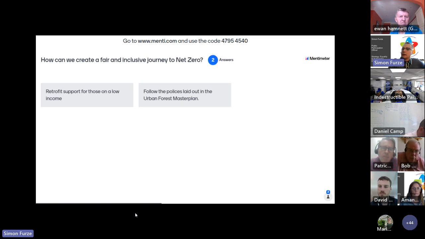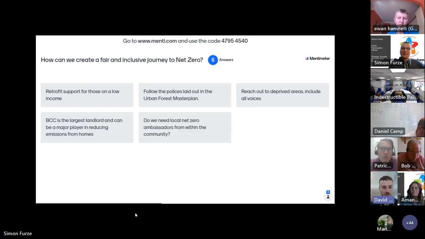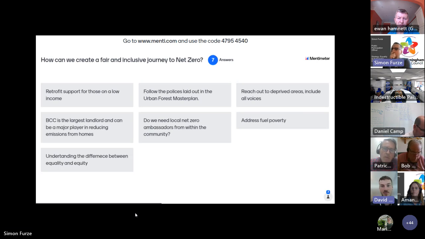So we've got a couple there: retrofit support for those on low income, which I know there are many schemes about, but not necessarily all perfectly fitting. Follow the policies laid out in the Urban Forest Master Plan. I don't know anything on that, David. I don't know if you do. That's all right. My colleague Simon Needle leads on that plan, its implementation. He works closely with the planning department to make sure it goes forward.